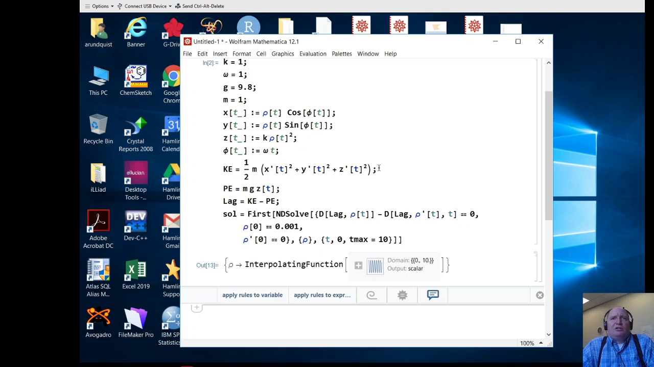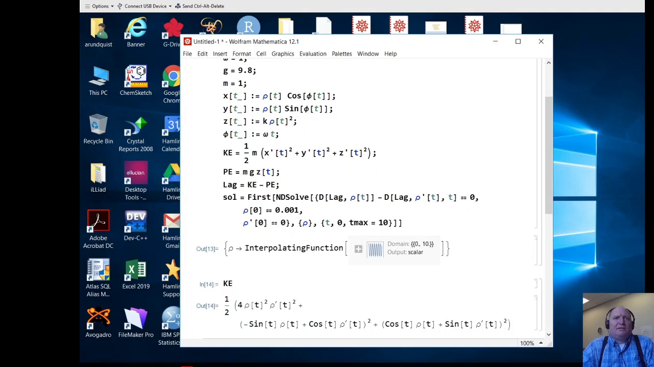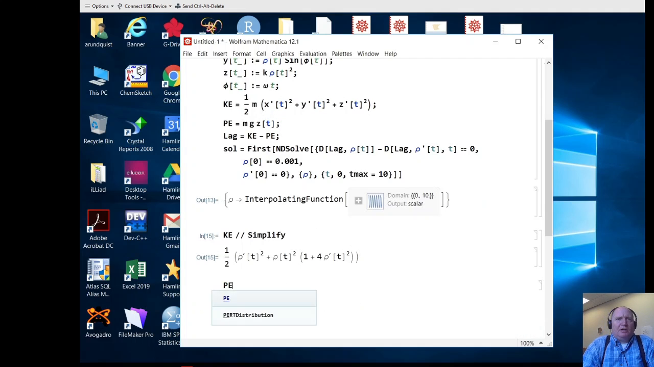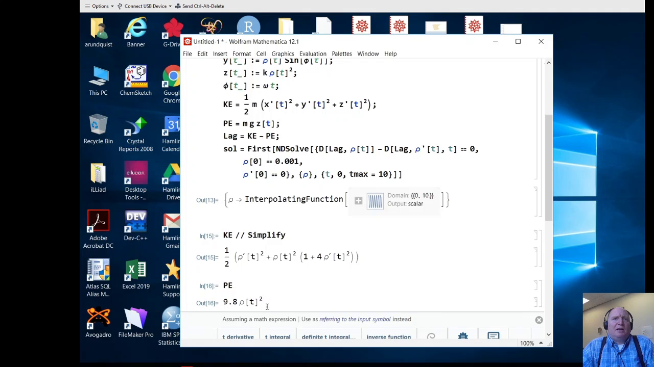The kinetic energy you can just write this way. The potential energy you can write this way. And of course, Mathematica is going to do all of the conversions for you. In fact, if I ask Mathematica for what the kinetic energy is, it's going to be this ugly thing. But if I do simplify, then we're going to get, oh yeah, it doesn't quite look like what was in the video, but that's because I made so many of my constants be equal to 1. Similarly, the potential energy is just m g k rho squared.